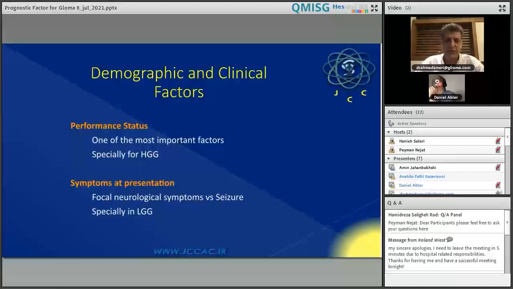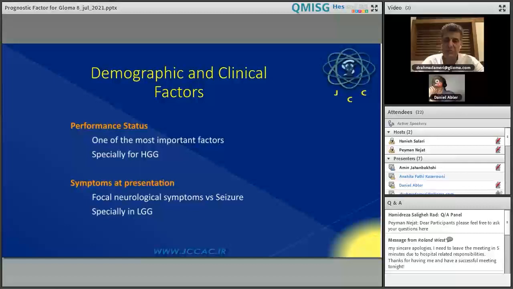Performance status of the patient is another factor that will define what kind of treatment we can offer these patients. A patient who is bedridden, there is no need for more information, and this patient needs just palliation, and we don't offer any more treatment, especially when the imaging shows us the probability of a high-grade glioma. Symptoms at presentation, especially in low-grade glioma, can also affect our decision about the patient's intervention.